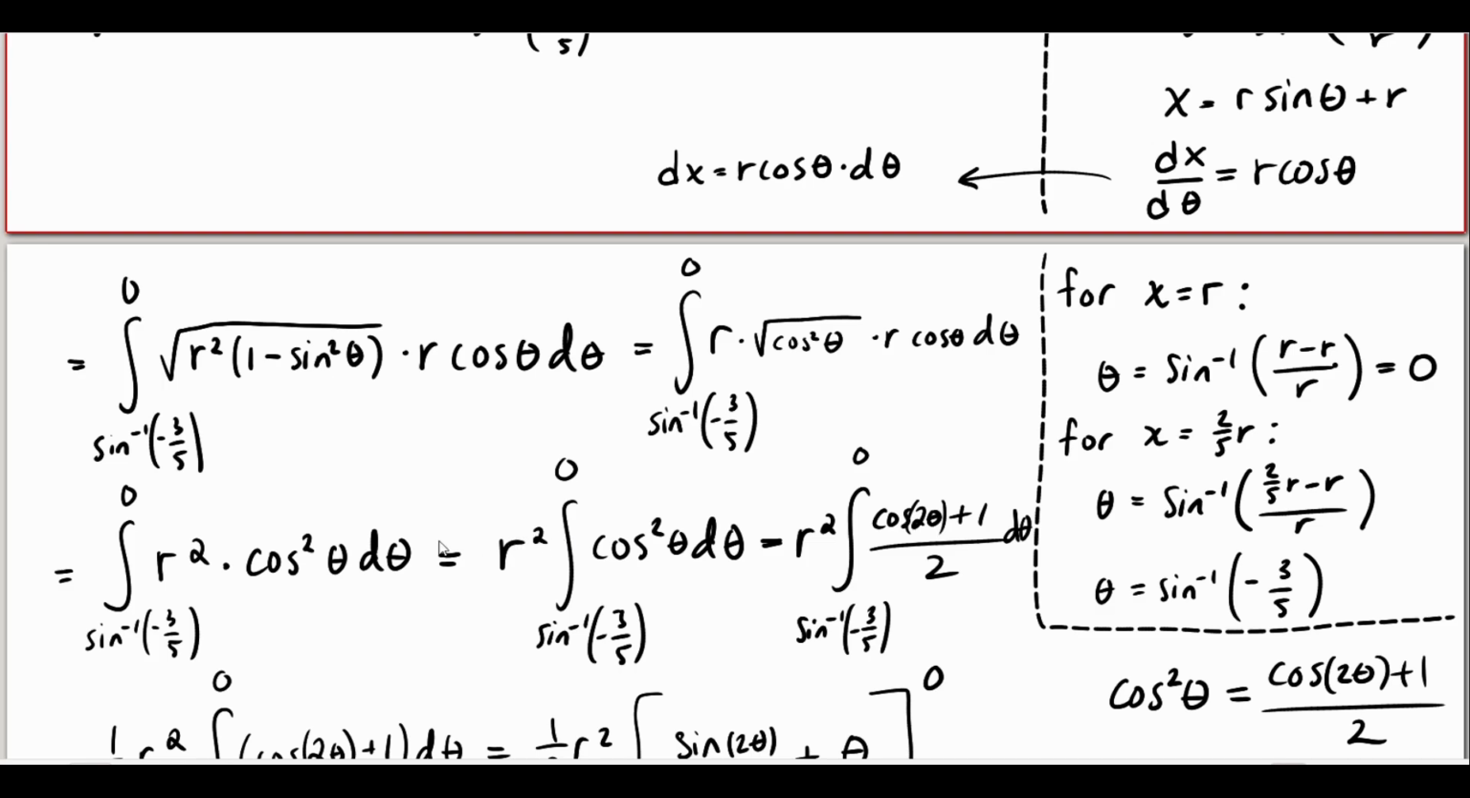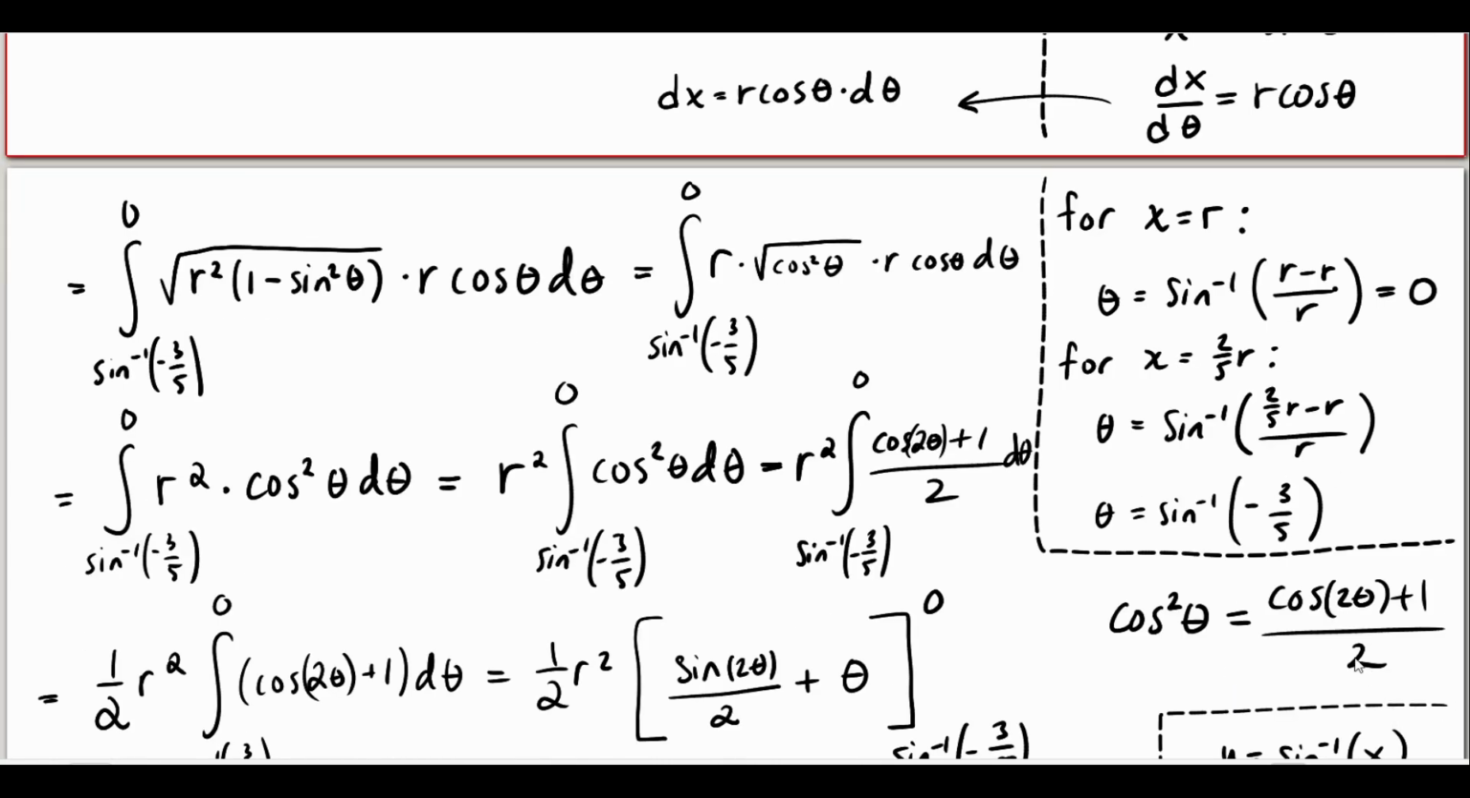So the next step, we just keep going. So we can factor out r squared here, the integral, and this lower and upper limit. So lower value and upper value. And then we have cos squared theta d theta. And then we can see that cos squared theta equals this expression here.